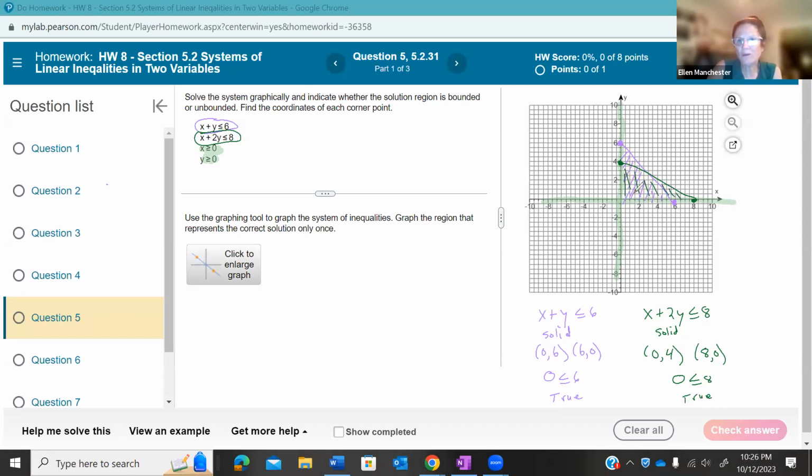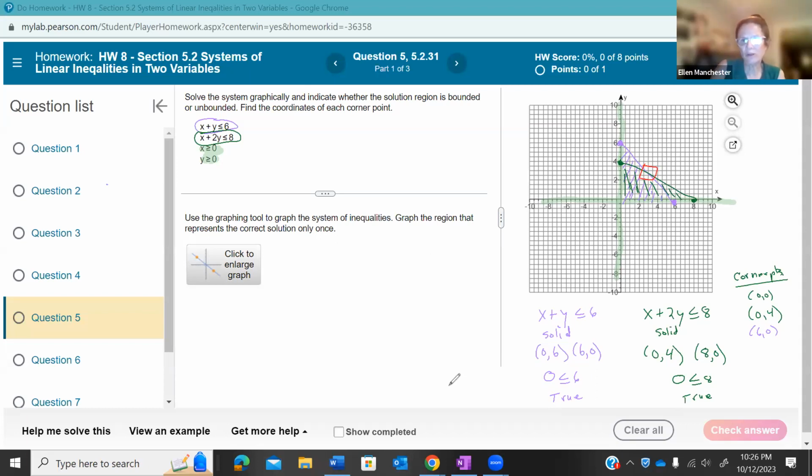Okay, so you can see where it's double shaded. It's double shaded right here, right in this area. All right, and then it says find the coordinates of each point. So the coordinates are your corner points. Okay, so we know we have 0, 0. I have the green y-intercept, which is 0, 4. I have the purple x-intercept right here, which is 6, 0. And then I need to find this corner point right there, where those two lines cross.